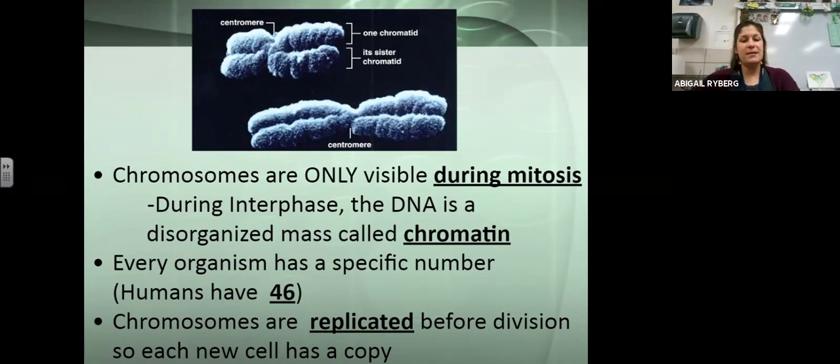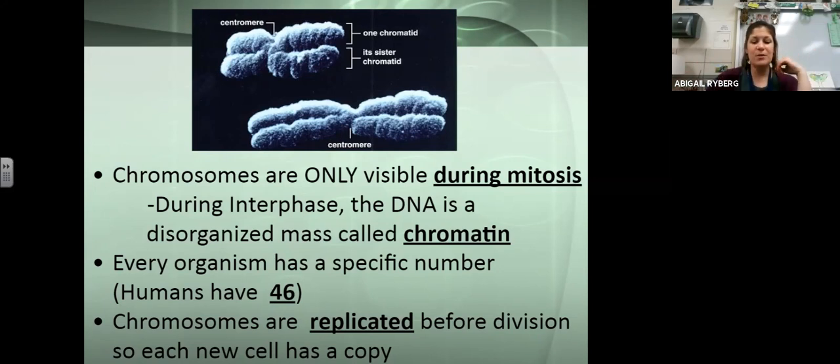Every type of organism has a specific number of chromosomes. Humans have 46, so we get 23 from mom and 23 from dad. So we have a total of 46 chromosomes. Every organism is different. It actually shows to be very random. Some things that we would think of as simple organisms have way more chromosomes, so we don't actually see a significant trend about the complexity of their brain or anything like that. Chromosomes are replicated before the division even starts, so that each cell has a copy.